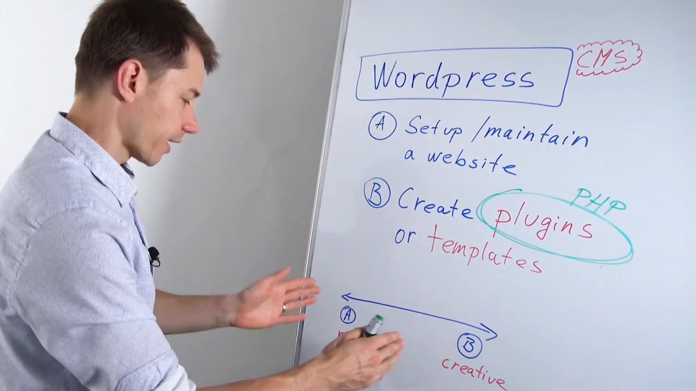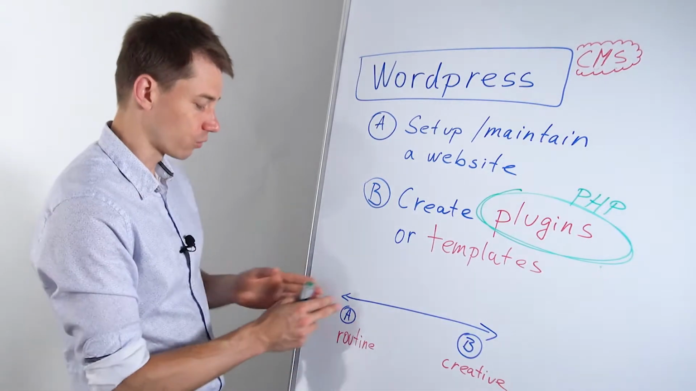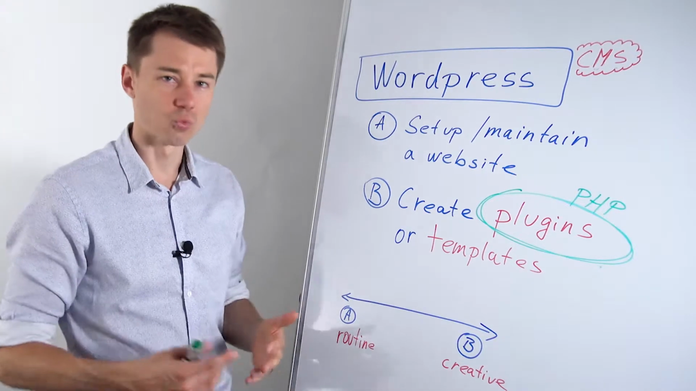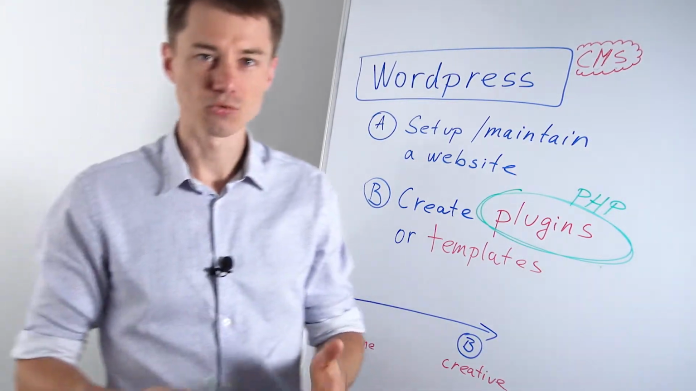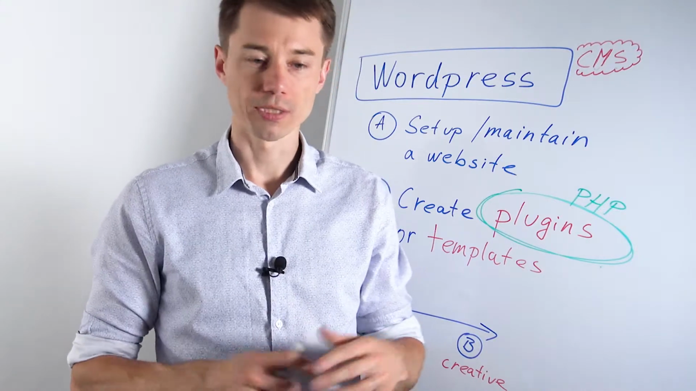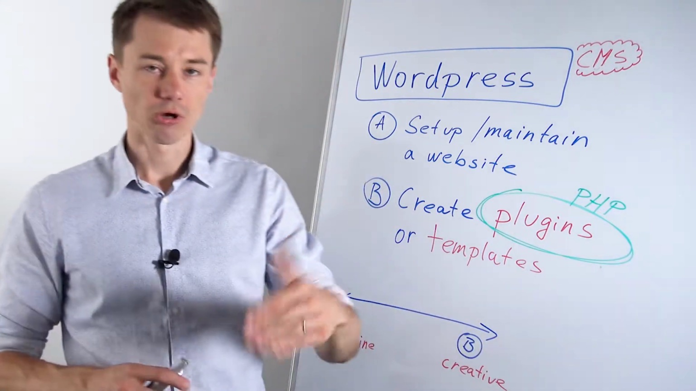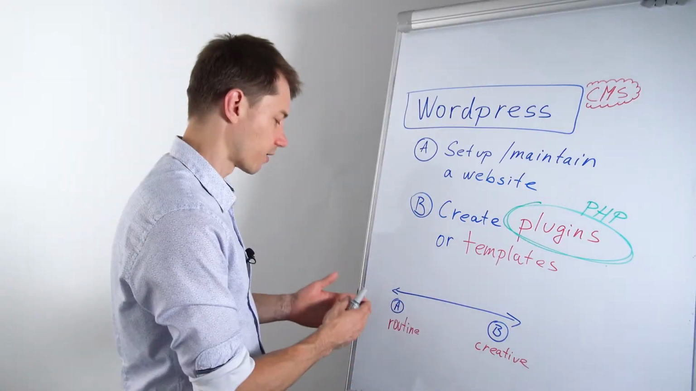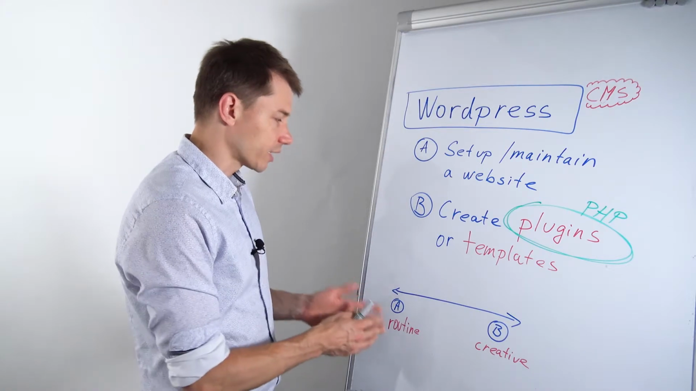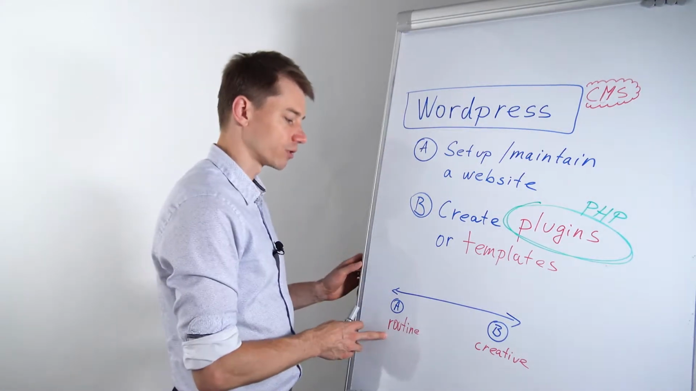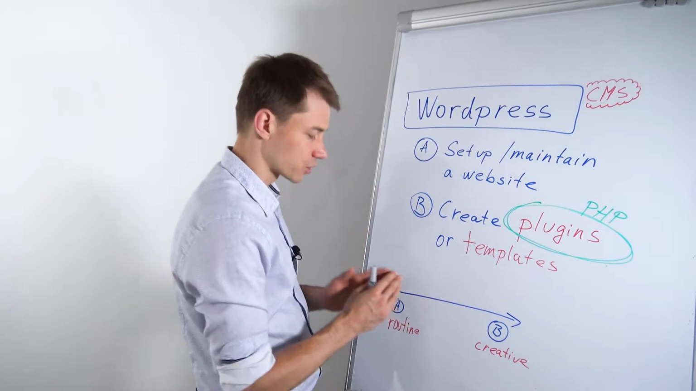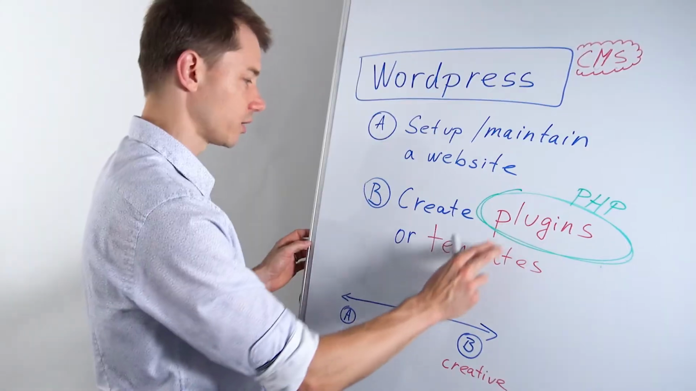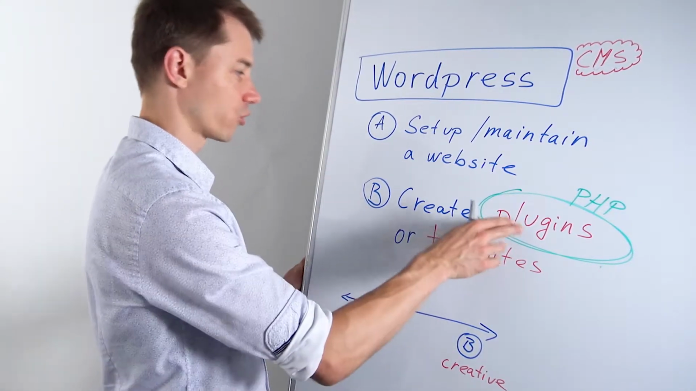So if I look at it on some scale, on the left, there is a developer who just sets up and maintains a website. This is very routine work. It's really easy to download the package from the WordPress.org website, install it on a server, customize it a little. It's not rocket science. It's really easy. Pretty much anyone can do it. And as we shift to more hardcore stuff, more creative stuff, we see that the WordPress developer could build plugins or templates.